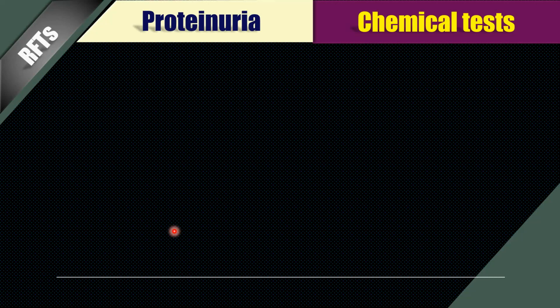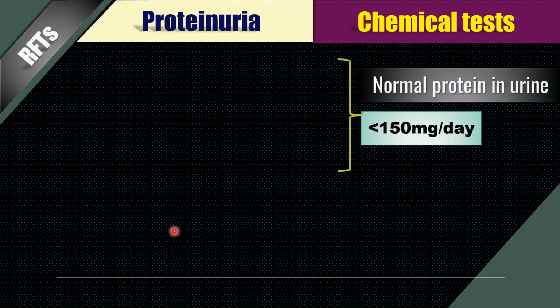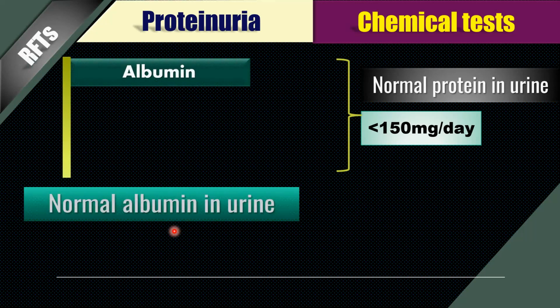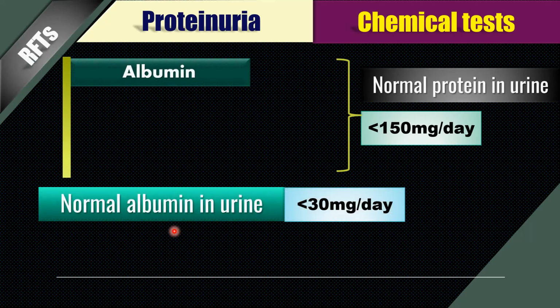Most of the time it is albumin, we can also call it albuminuria. Normally there is a small amount of protein in the urine, about less than 150 milligram per day. Among these normal proteins, albumin is less than 30 milligram per day. Normally we cannot detect it with the routine test.